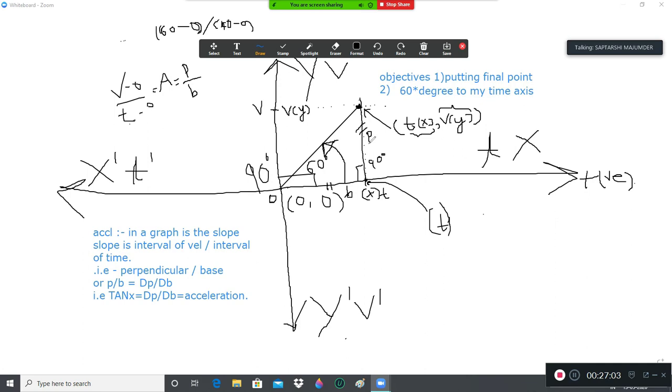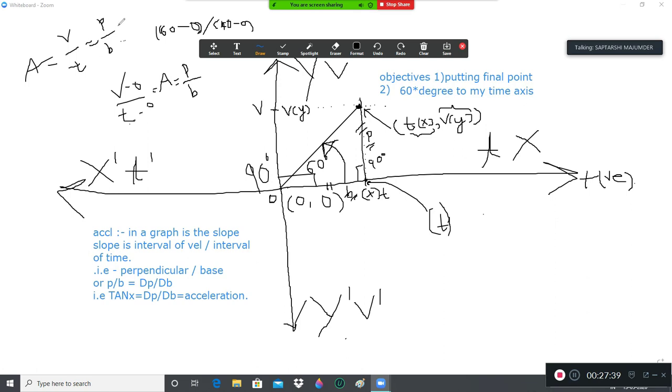So if I divide perpendicular by base, then what comes? That is perpendicular by base. Now have you all understood? A equals v by t is nothing but perpendicular by base. It's a whole systematic definition that a equals v by t is nothing but perpendicular by base.